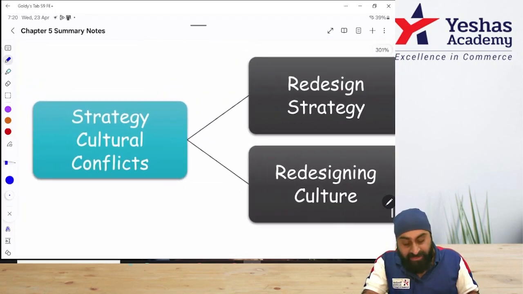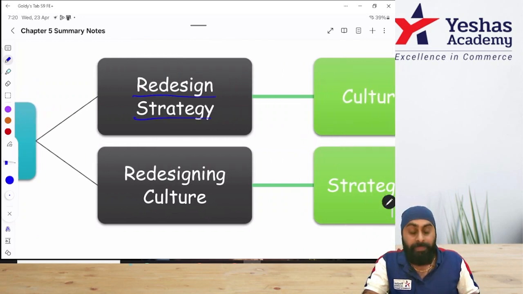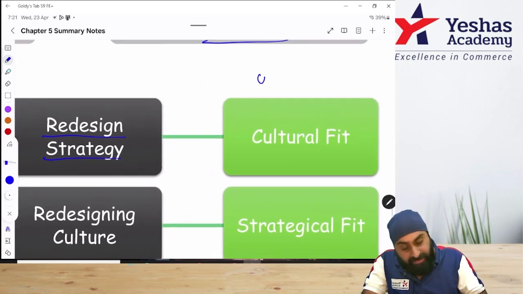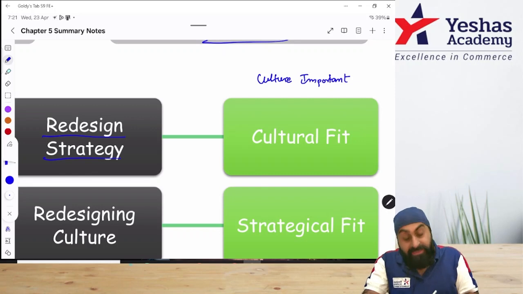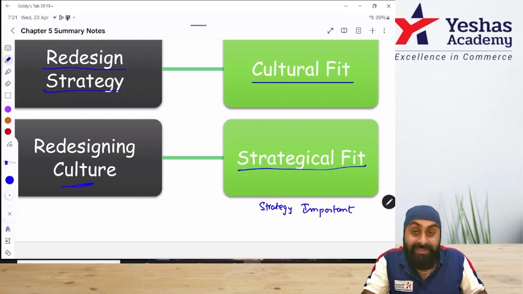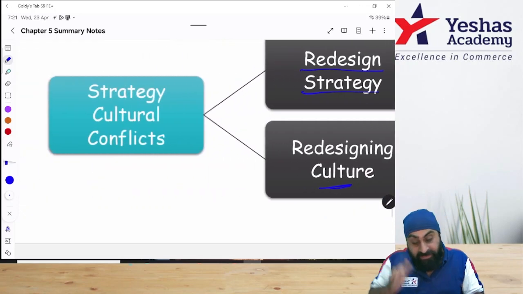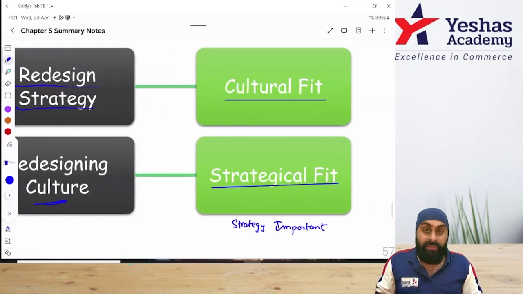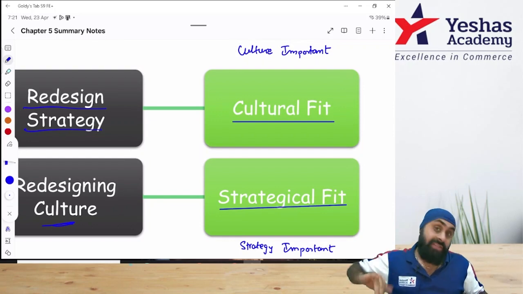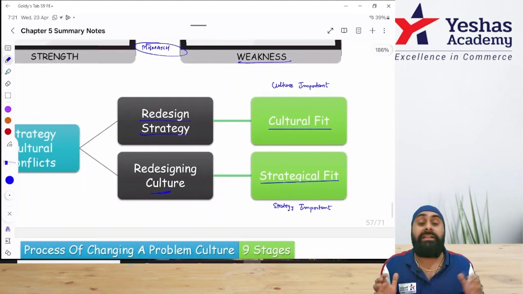So, let's talk about strategic culture and conflicts. Then let's talk about redesigning this. Now, what you need to understand is, in the first case, culture is very important. So, you are redesigning strategy to make sure that the culture fits. Here, strategy is important. So, what are you doing in this case? You're redesigning the culture so that it fits strategically. This is called the conflict between strategy and culture. This is how you will solve it. You need to find out what is more important. Is the culture important or the strategy important? If the culture is important, redesign the strategy. If strategy is important, you will redesign the culture. That is what the culture-strategy conflict is.